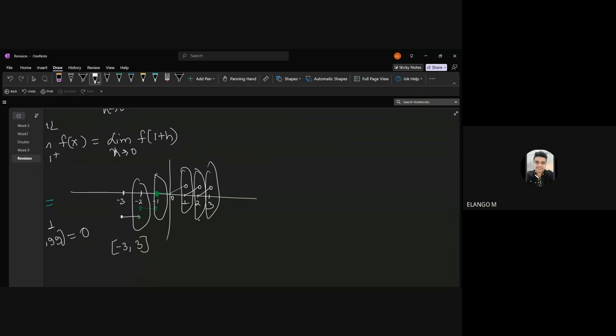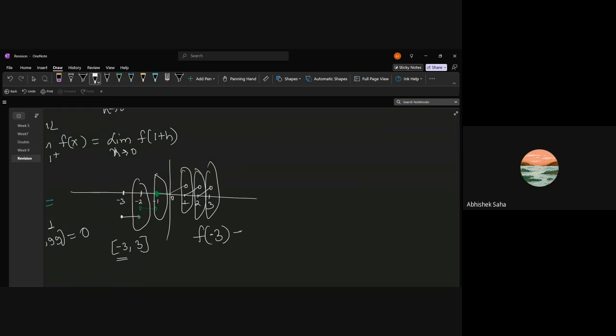We cannot include -3. We have included -3. Let's check the discontinuity at -3. The left hand limit, no need to find, right? Because the left hand limit doesn't exist here, because the function starts from -3. So we can't find it.